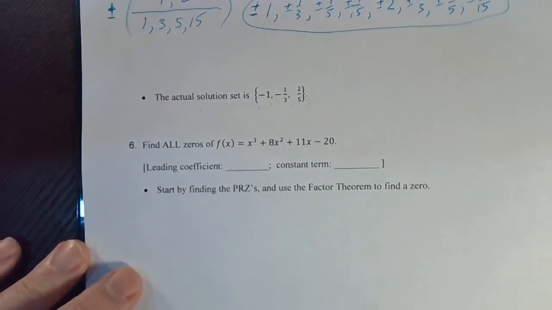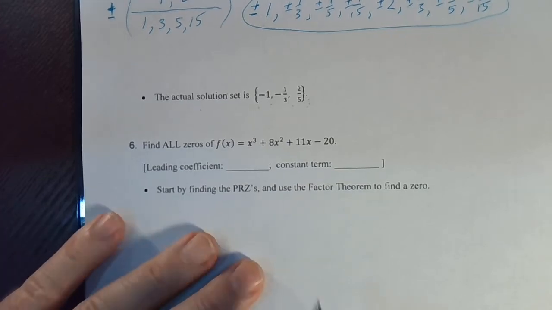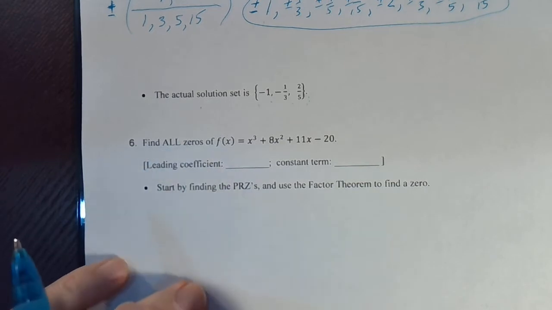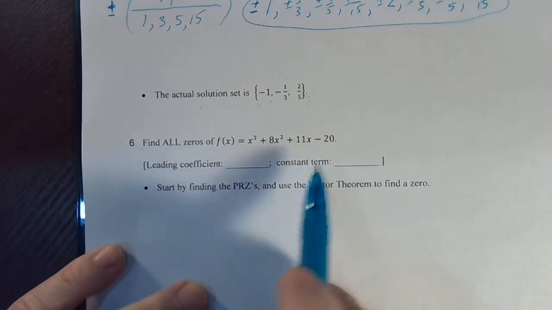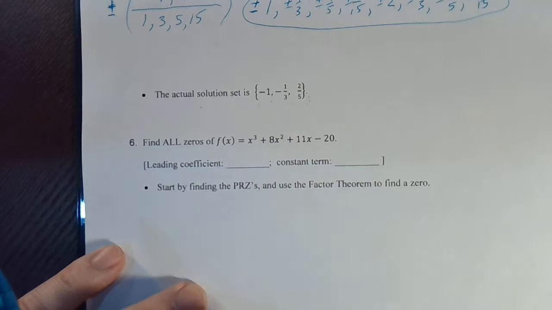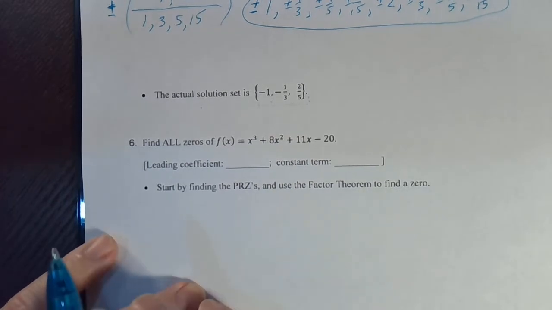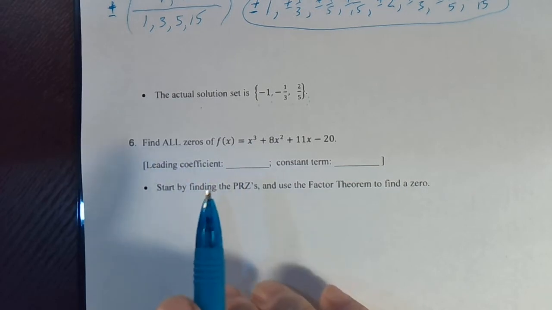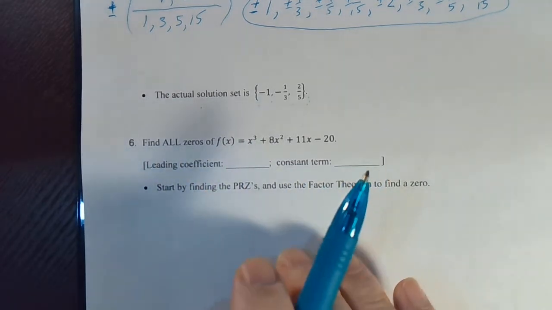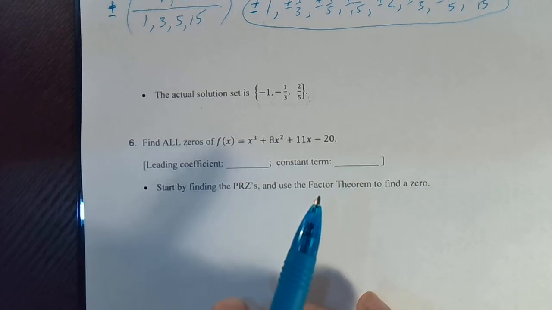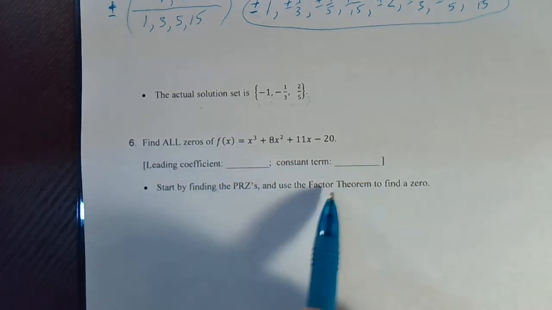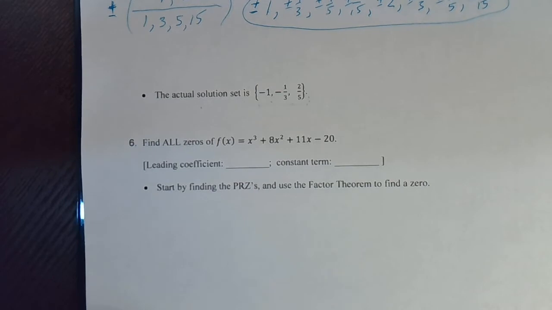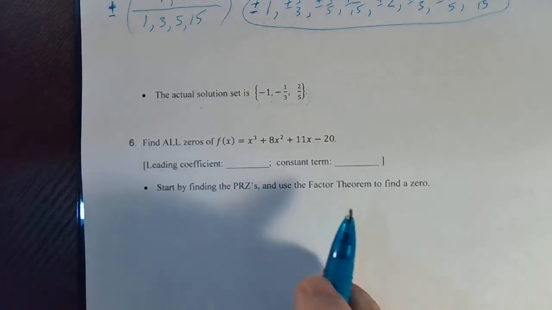Well, this is a little different now. This one says, find all zeros. So we actually have to come up with a set like this of the actual zeros of this function. We're going to use the rational zero theorem to find the possible rational zeros, and then we'll use the factor theorem to figure out what's going on.